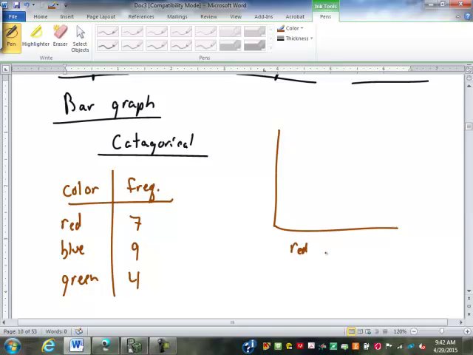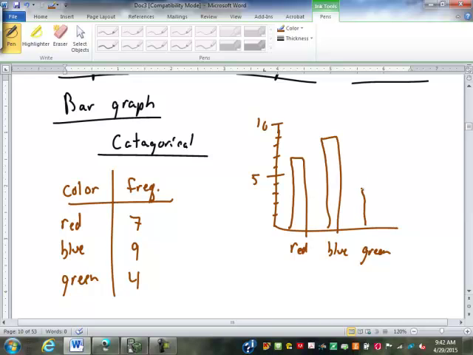So I'm just going to put red, blue, green. And up the side, I have to have some sort of numbering system. 1 through 10 is going to be just fine. I don't have to number every one of them. I'm just going to number 5 and 10. And you can figure out in between what each of those marks means, right? And now we need a bar. For red, that bar has to go up to a 7, which is right here. For blue, it has to go up to 9, somewhere in there. And green has to go up to 4.